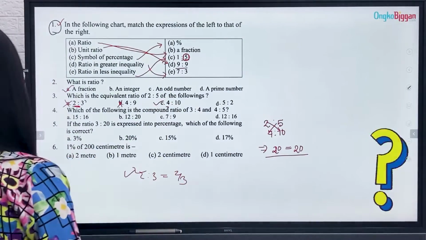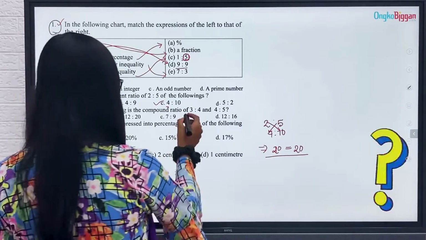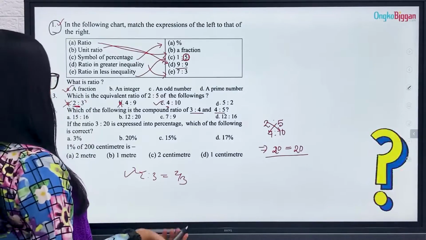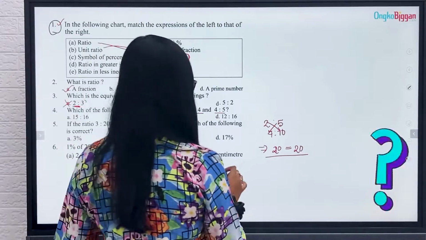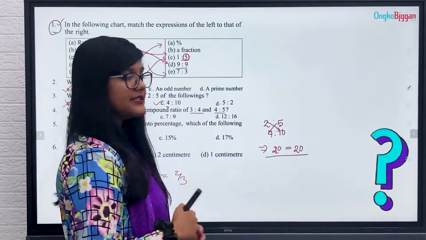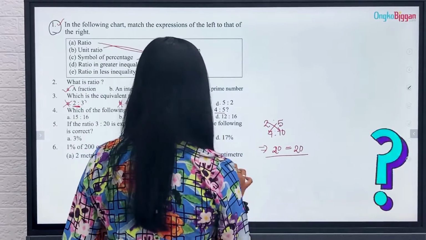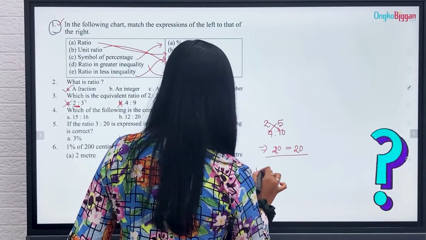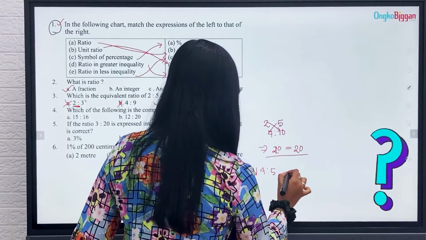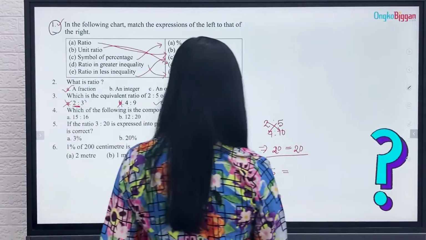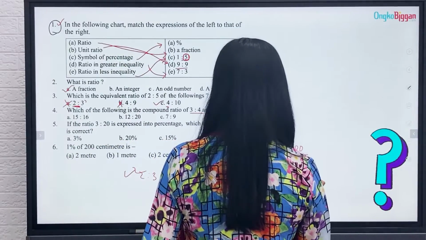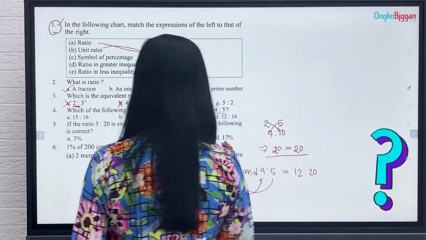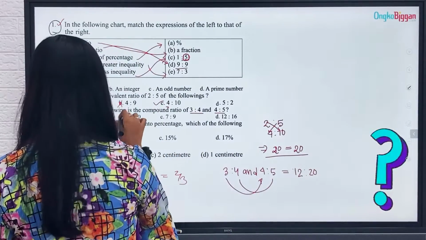So yes, which one of the following is the compound ratio of 3:4 and 4:5? We know compound ratio is obtained by multiplying the respective antecedents and subsequents of more than one ratio. So 3:4 and 4:5 will give, that means the compound ratio will be 3 into 4, which is 12, and 4 into 5 is 20. So it will be 12:20.